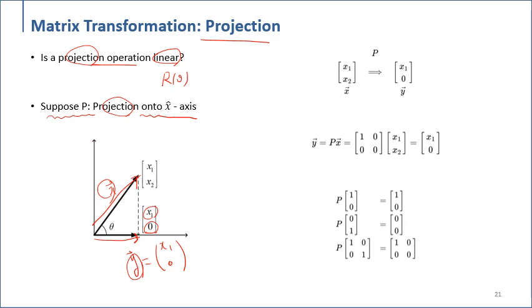Using the same way, we can use the two bases 1, 0 and 0, 1. When you project the 1, 0 vector onto the x-axis, it will not be changed, right? And if we project the 0, 1 vector, it will be projected onto the origin, so 0, 0. By combining these two bases, we can construct these relations, and obtain the projection matrix like this one.